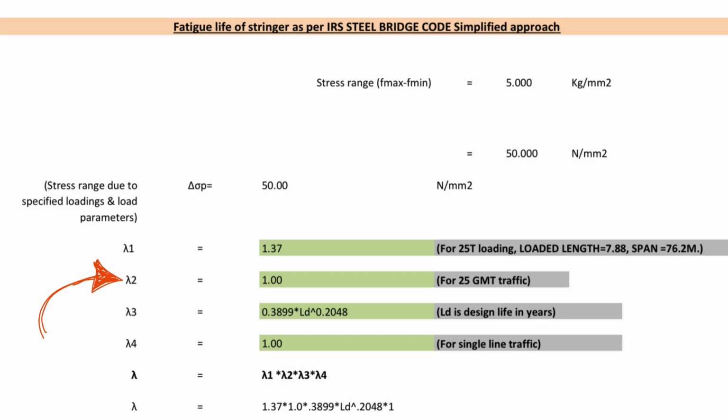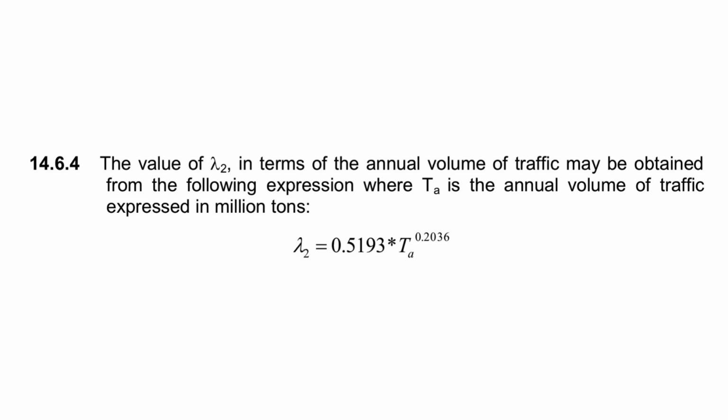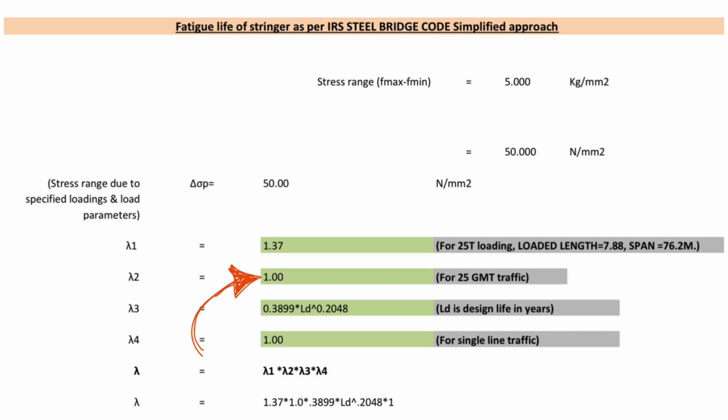Then we have to find out the value of lambda 2. Lambda 2 value is dependent upon the annual GMT traffic, which we want to run presently on the bridge. In this case, we have taken a value of 25 GMT. For this, as per the formula available for lambda 2, the value obtained is 1.0. Lambda 3 is dependent upon the bridge design life in years. In the formula, we will keep the design life, that is LD, as unknown. Considering that the bridge is single track, we can keep the value of lambda 4 as 1.0. Multiplying all these four damage equivalent factors, we get a value of lambda in terms of LD, which is unknown.